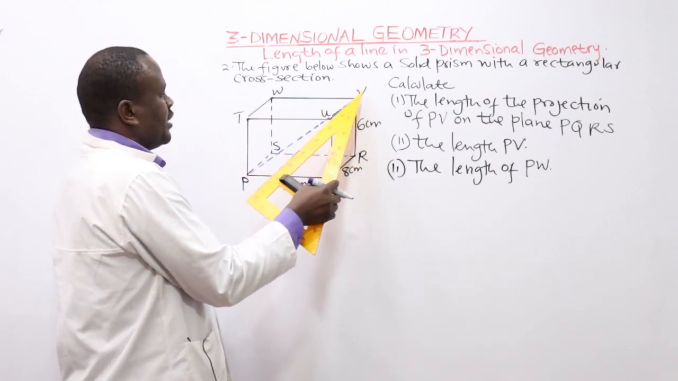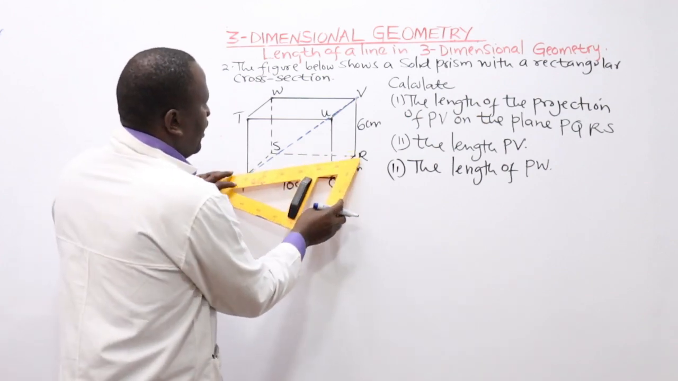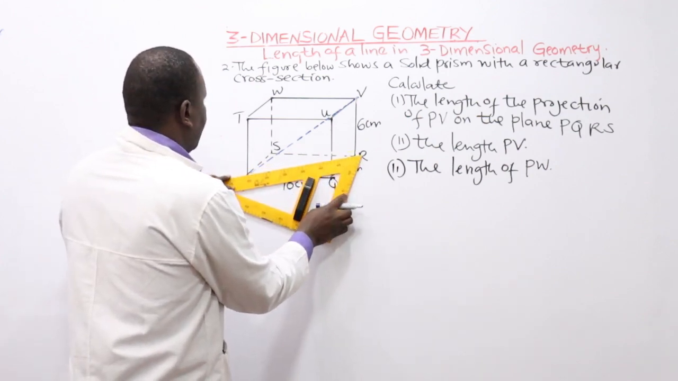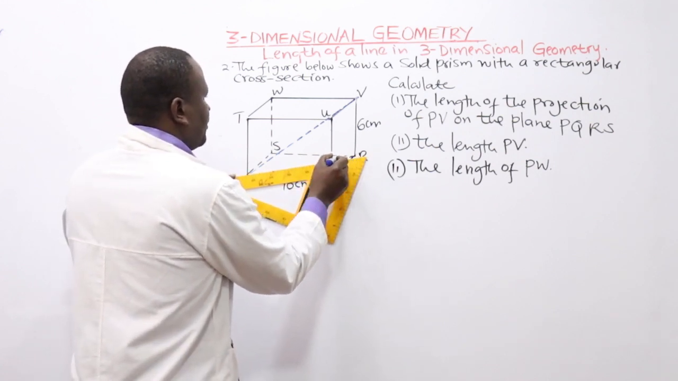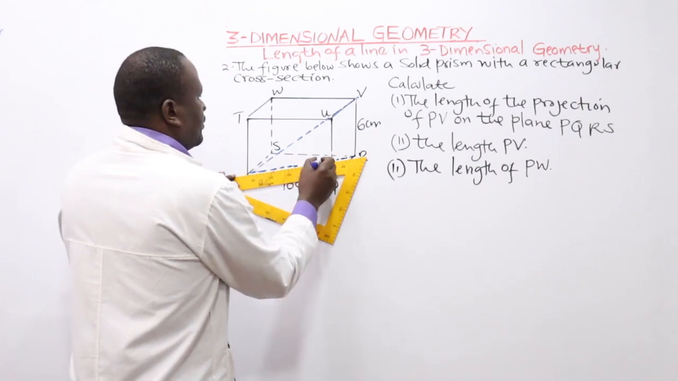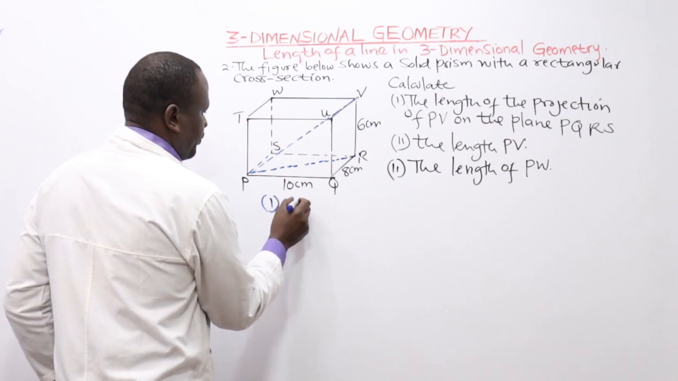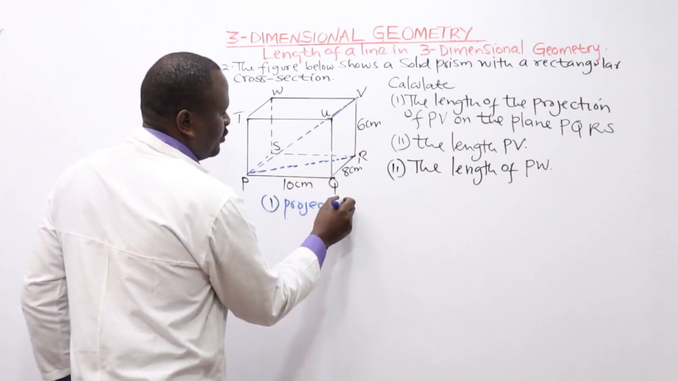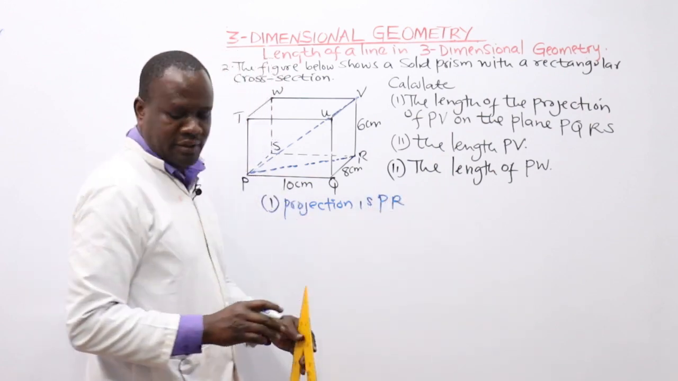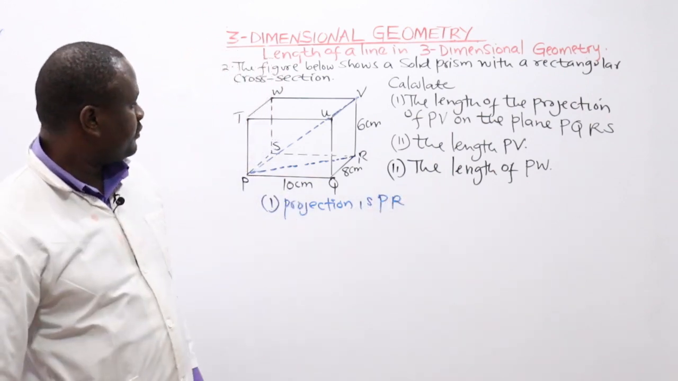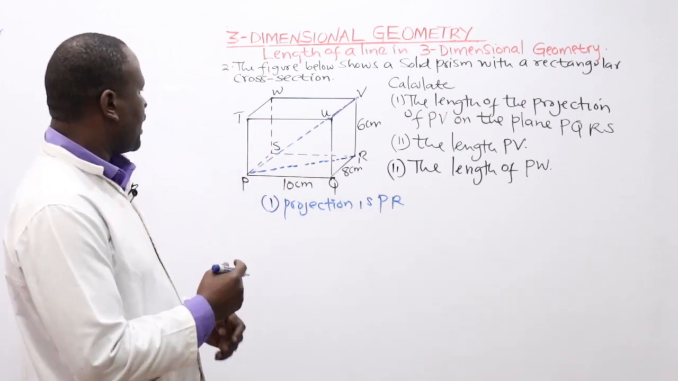From this vertex, we can drop a perpendicular. Where the perpendicular is, and from where P starts, is called the projection. So first of all, the projection, as we learned earlier, is PR. So in other words, we are looking for the length of PR. So what is the length of PR?